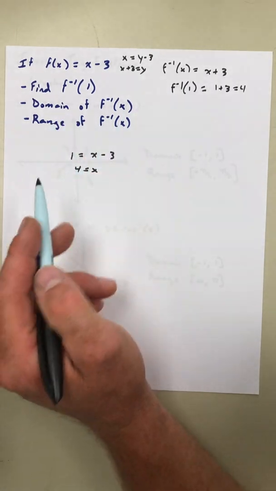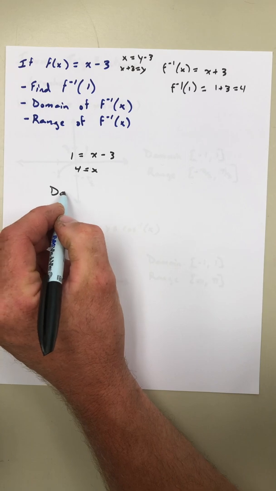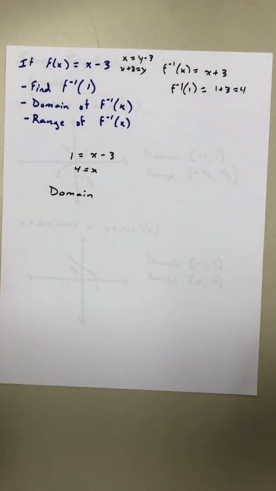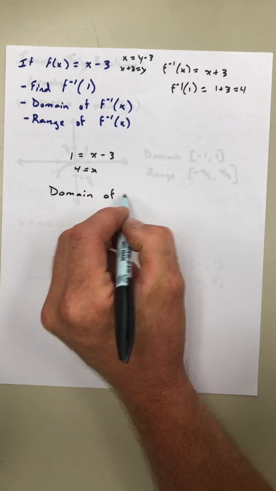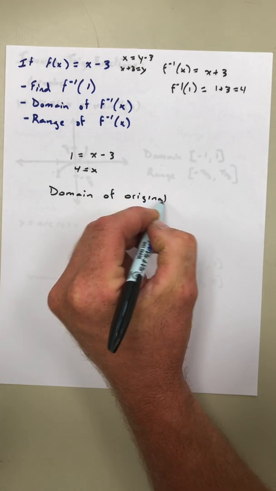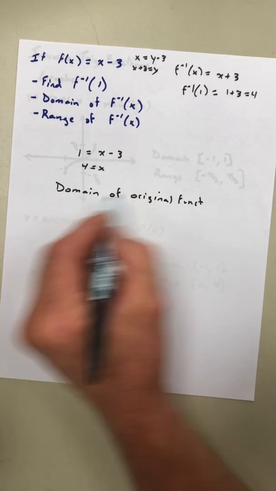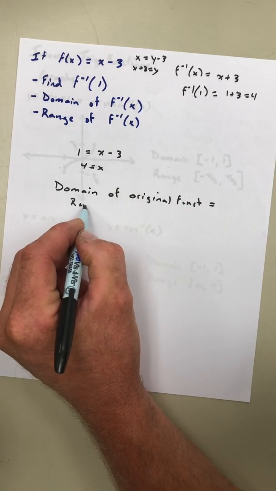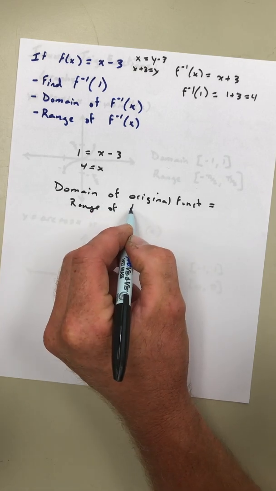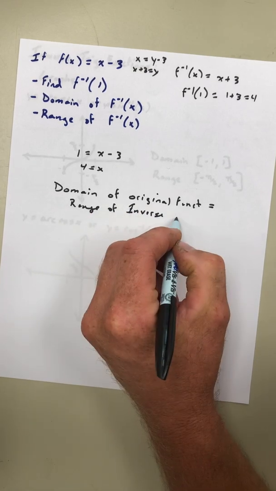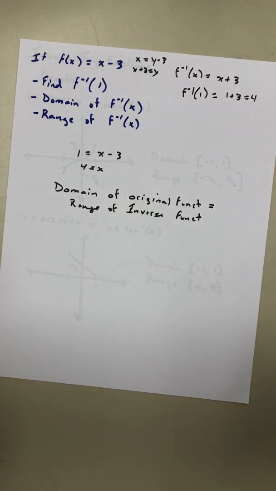So how do I find the domain and how do I find the range? Well, hopefully, again, you remember that we would switch the x's with the y's. So if I switch the x's with the y's, my domain became the range. If I switch my y's with x's, my range becomes the domain. So we can say the domain of the original function is going to equal the range of the inverse function. And vice versa. The range of the original becomes the domain of the inverse.